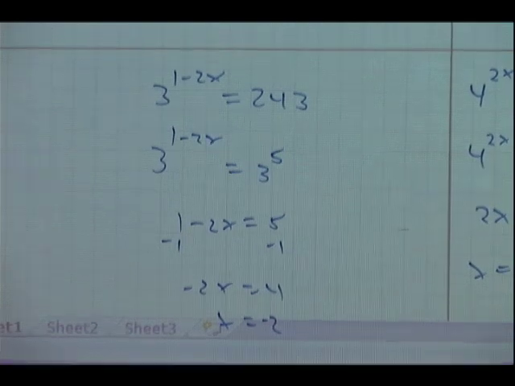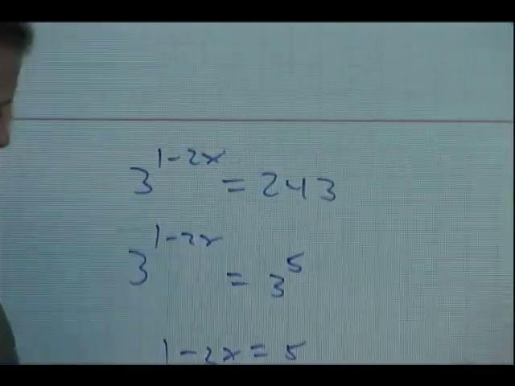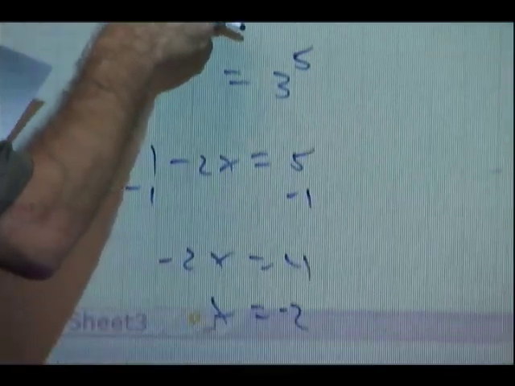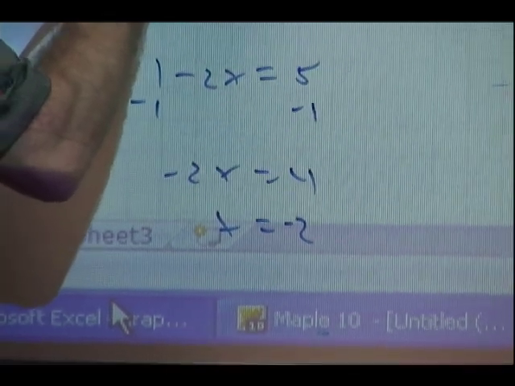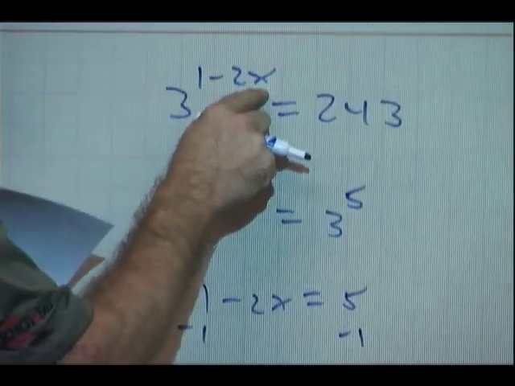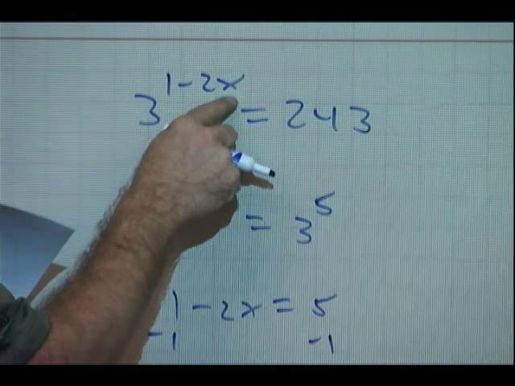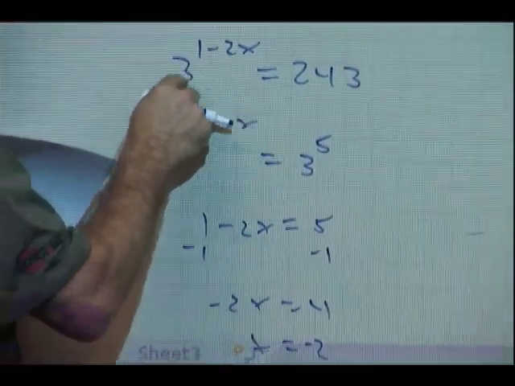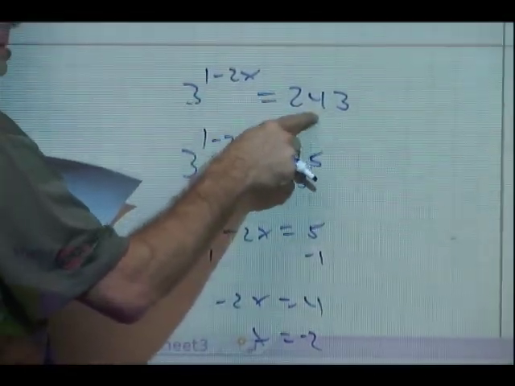You can double check this if you like. x equals minus 2. If I put a minus 2 in for x, this will be 1 minus 2 times minus 2 is what? Positive 4. So 1 plus 4 is 5. What is 3 to the 5th? So it worked.